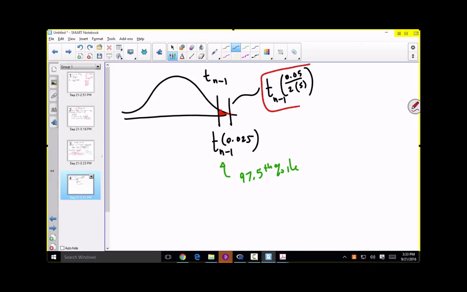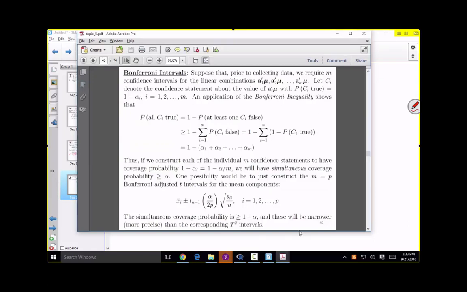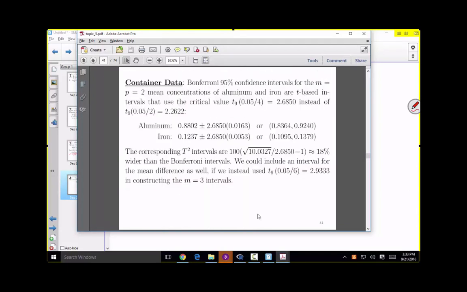This is the cutoff that we would use for the simultaneous intervals. They have been pushed out. The intervals have been widened. And it turns out they have been widened enough that the simultaneous coverage probability for your m confidence intervals is at least 1 minus alpha. It will still be conservative also, just like the t squared, but not as conservative. You have code in the container data for both t squared and Bonferroni intervals.